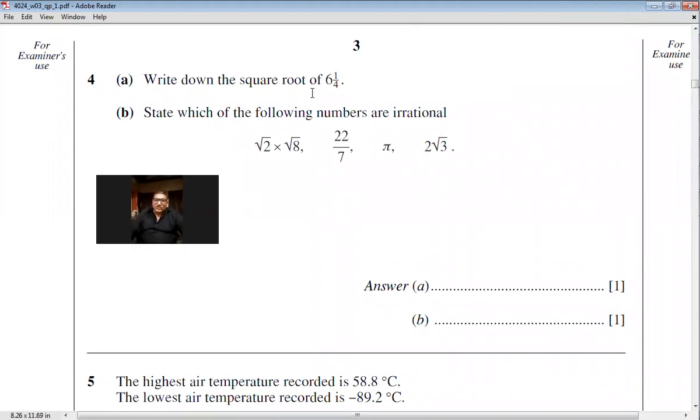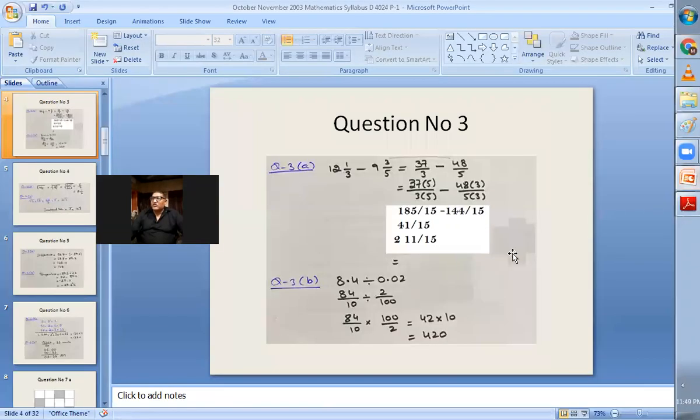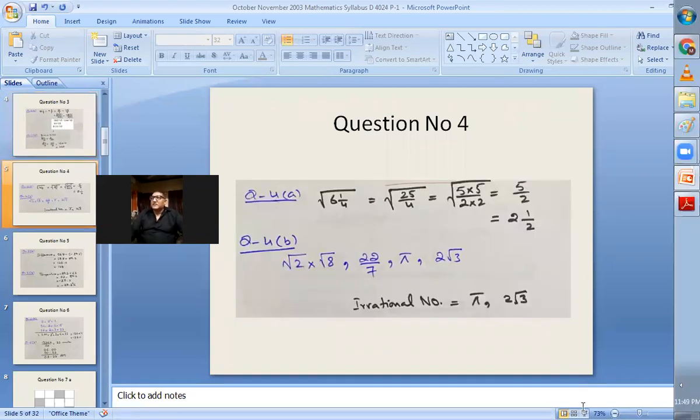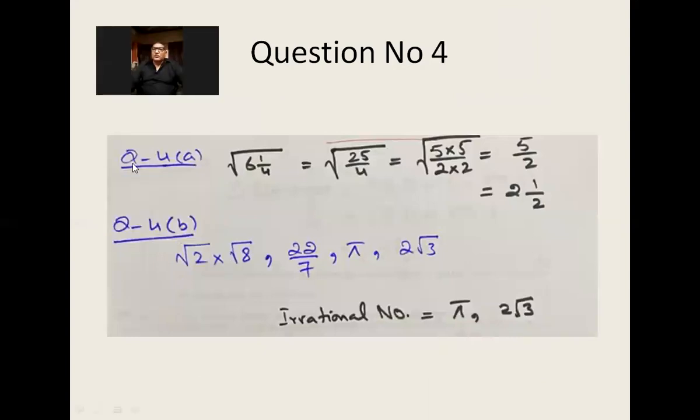It says write down the square root of 6 whole 1 by 4. So first of all, let me do this question, 6 whole 1 by 4. Let me increase the size so you can see the whole question. So question number 4, A part, 6 whole 1 by 4. So 2 6s are 12, 24 plus 1, that's 25. So it will be 25 by 4, and the whole has a root on it.